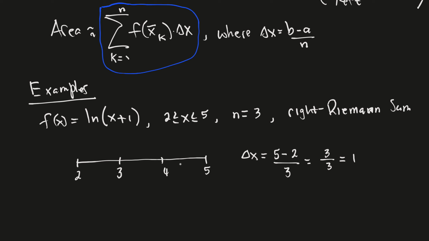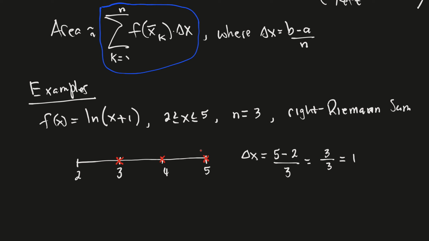Okay, so if we're using the right Riemann sum, what it means is that from each of these 3 subintervals, 2 to 3, 3 to 4, 4 to 5, we are going to choose the right endpoint. So you just have to know the difference between your right and your left. So in the interval 2 to 3, I'll mark it off with a red X here. So we will need that value of x. And then for the interval 3 to 4, the right endpoint is 4. And then for the interval 4 to 5, the right endpoint is 5.